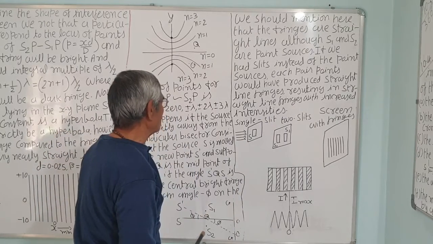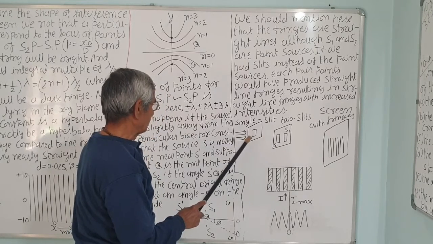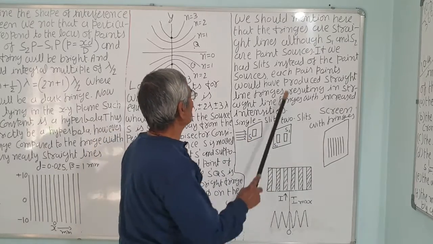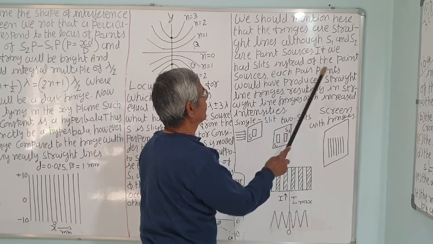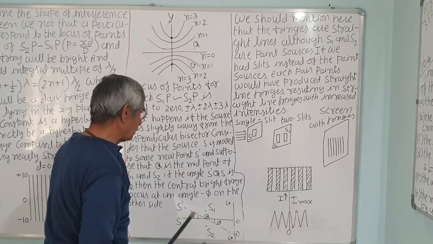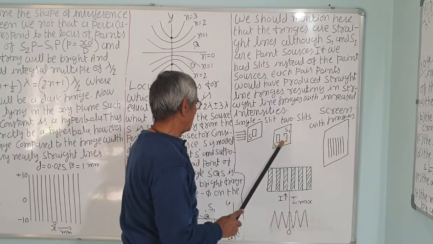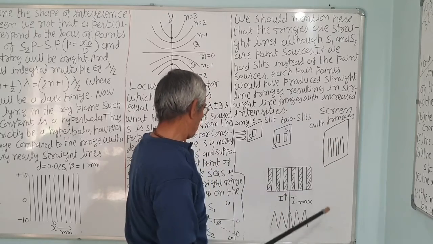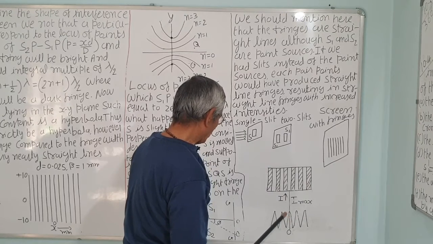Even if the fringes have some width, like instead of point sources, slits are used like this, then also the fringes will be the same, straight lines. Although S1 and S2 are point sources, if we had slits instead of point sources, these are double slits S1 and S2 separated by distance d, correct? Then also the fringes will be straight lines. These are the bands shown. This is how the intensity varies, correct?